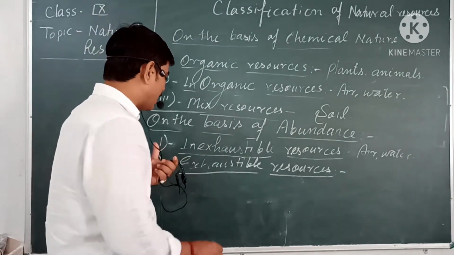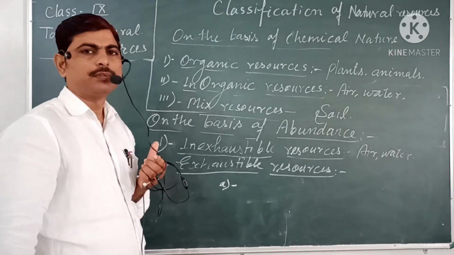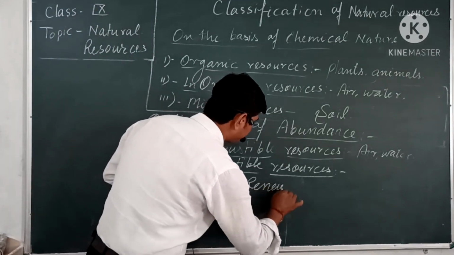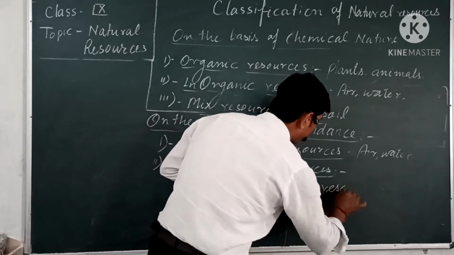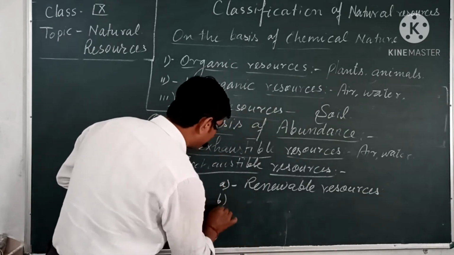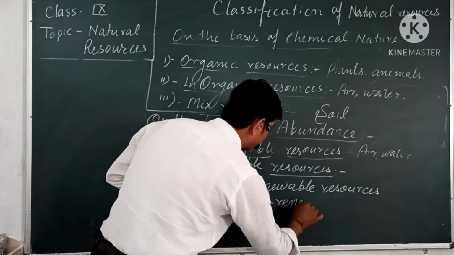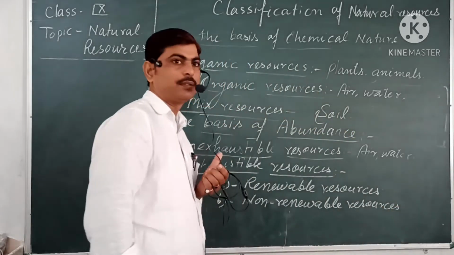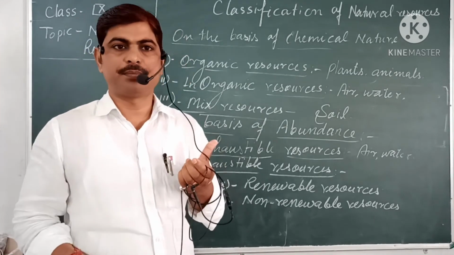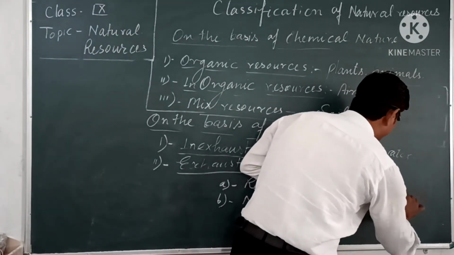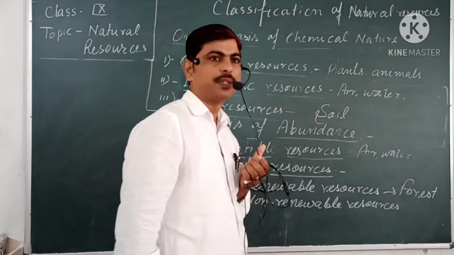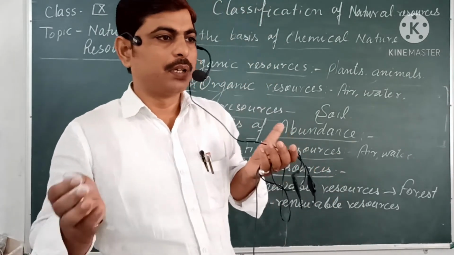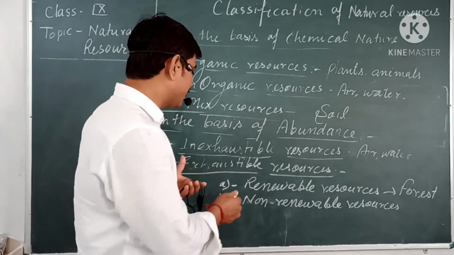Okay, so these are further classified into two categories, and these two categories are renewable resources and non-renewable resources. Okay? Renewable resources, they renew themselves. Like you can take here the example of forest, or crops. If we use them wisely and give sufficient time, then they can recover themselves. Okay? So they are the renewable resources.